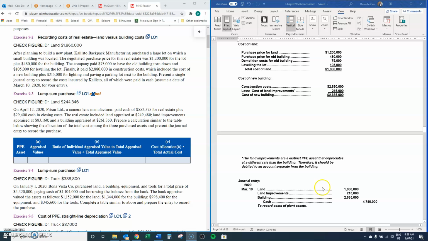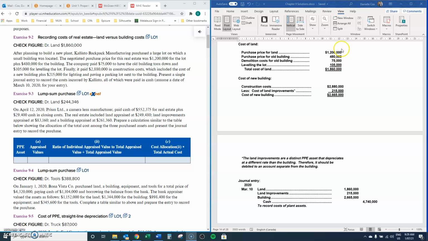So therefore we're going to have land, which is the total here, $1.86 million, the land improvements of $215,000, and the building, which is this amount here, the total construction costs less the land improvements. So we're going to debit each of those, which will increase the totals in those various accounts. And then we're going to credit cash, because it was entirely paid with cash and as of March 10th, 2020.